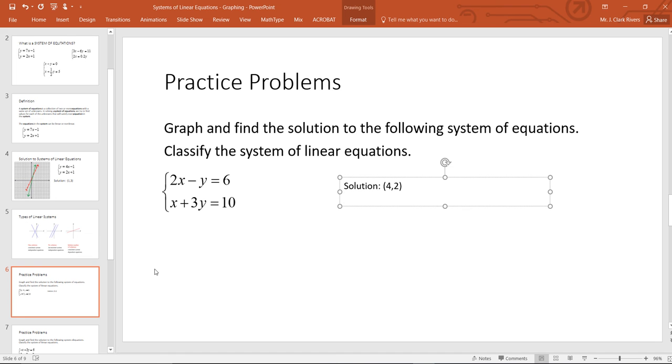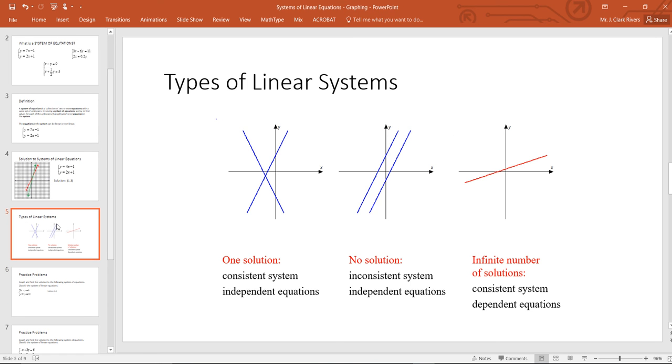And now we need to classify this. So which one of these does our graph look like? Looks like that one right there. So when we classify this, we're going to say it's consistent and independent. Consistent and independent.